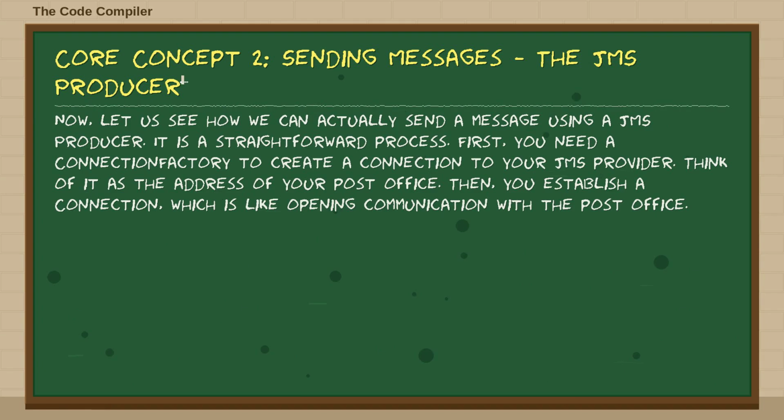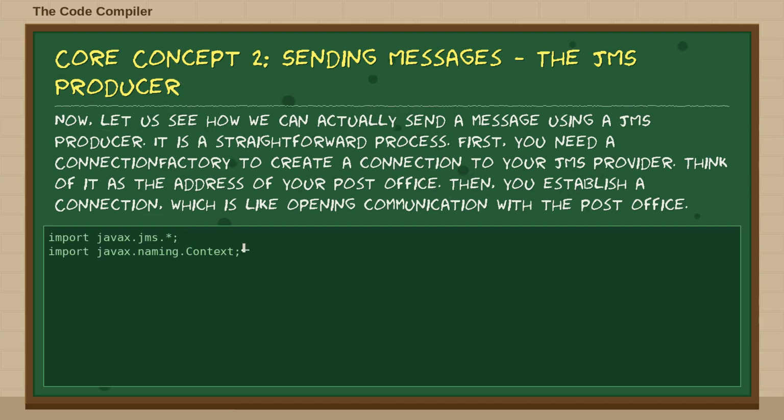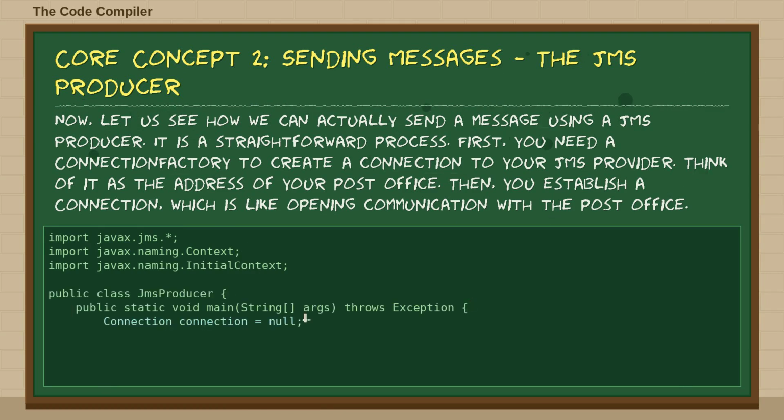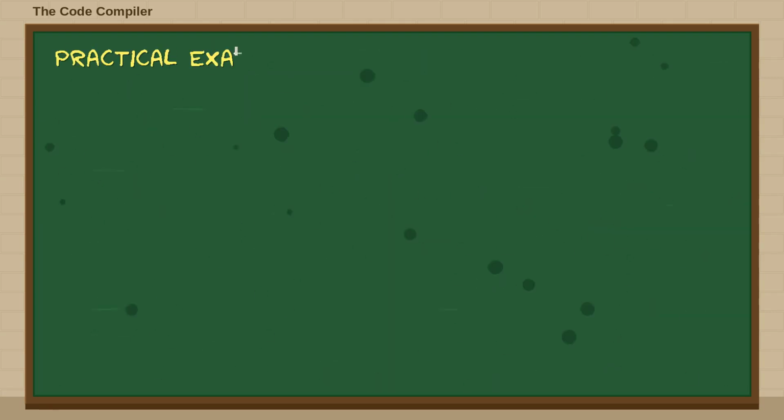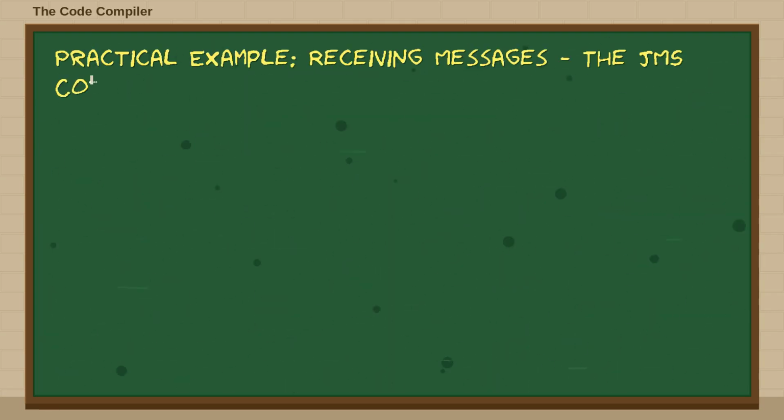You then define your destination, either a queue or a topic. Finally, you create a message producer for that destination and send your text message. Remember to always close your resources after use to prevent leaks. Let us look at a simple code example. Great, we have sent a message.